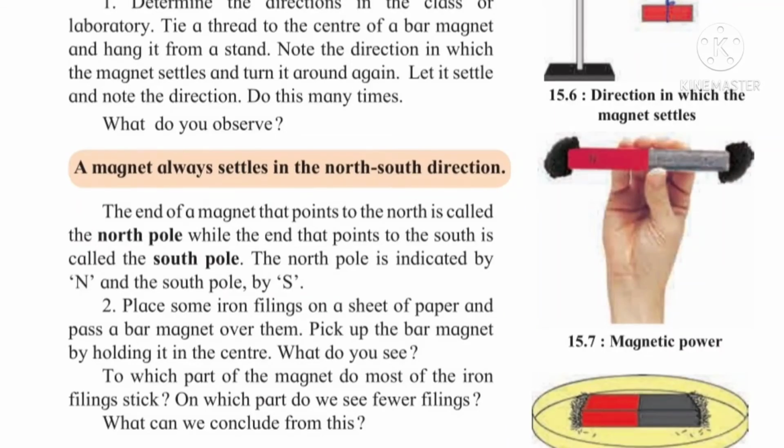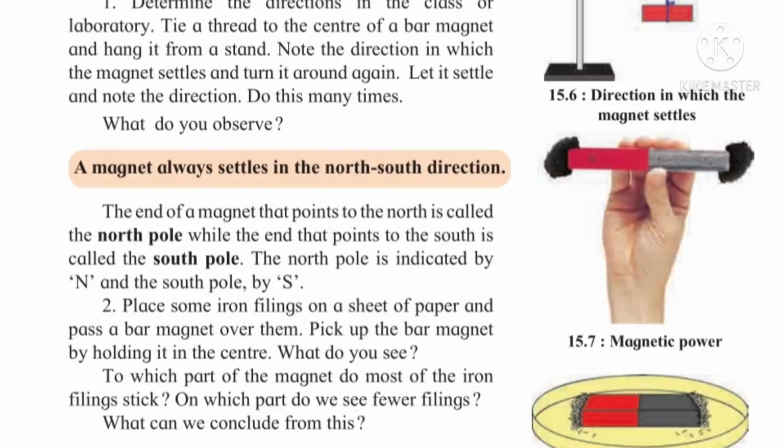Every magnet has two poles, that is north pole and south pole. So north pole is indicated by the letter N, and south pole by S. Okay, so in the clip also we have seen this.